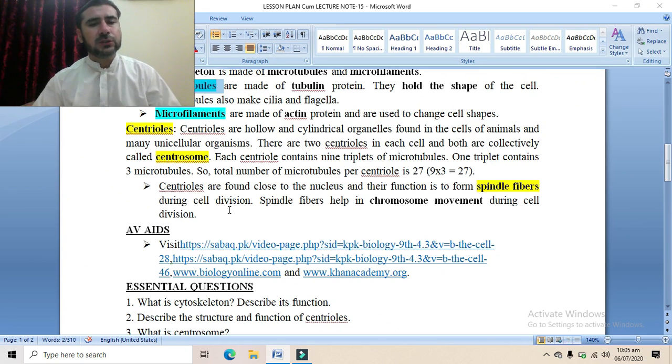These centrioles are basically made of microtubules. So centriole contains microtubules. Microtubules basically form the spindle fibers, and the spindle fibers play a role in the cell division by pulling apart the chromosomes, and they move the chromosomes towards the opposite ends.